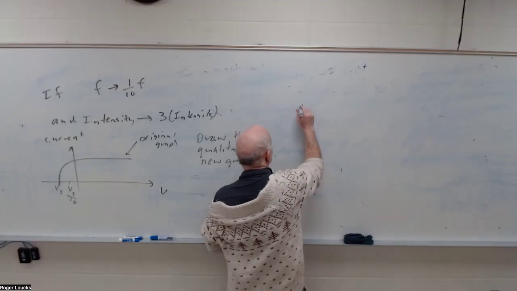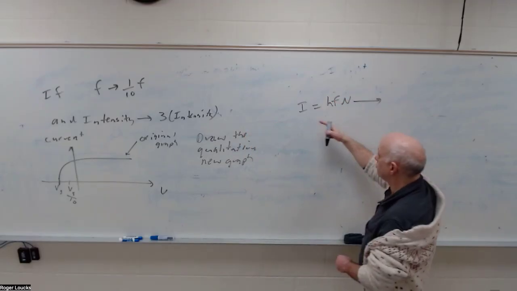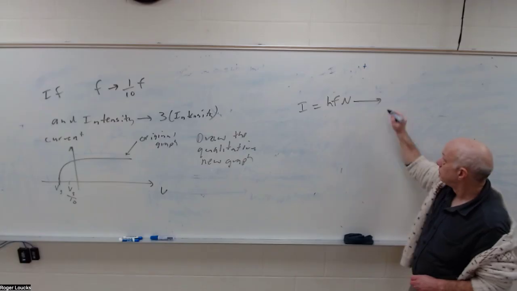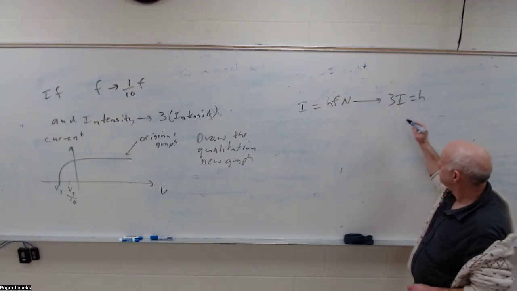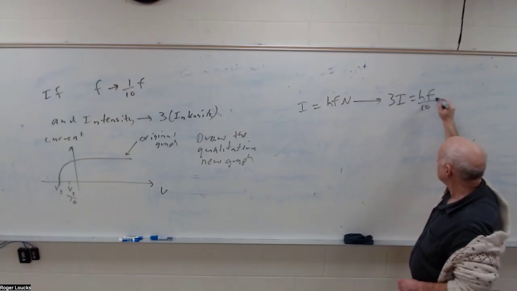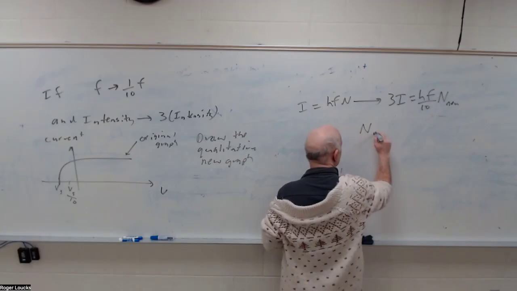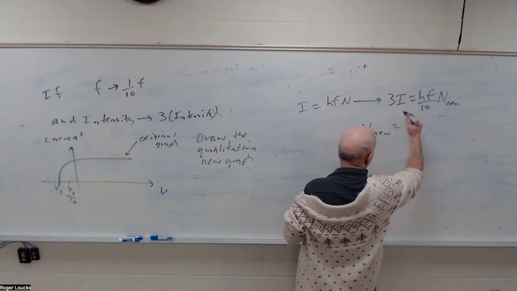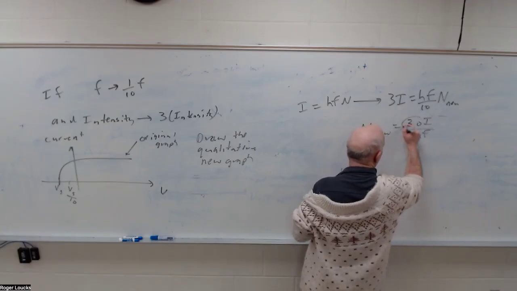What do you have here? You know that your I is your HF times N. What's happening here? Your I is going up by 3. Your F is going down by this factor. And so we have this N new. So my N new is going to be what? It's going to really be this 30I over HF. So it's going to go up by this factor.